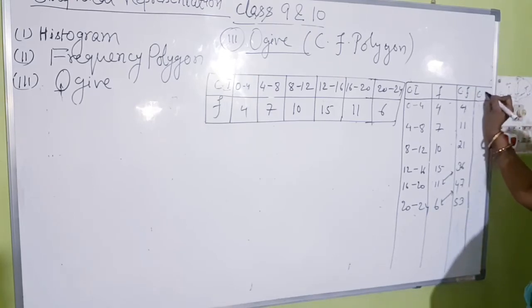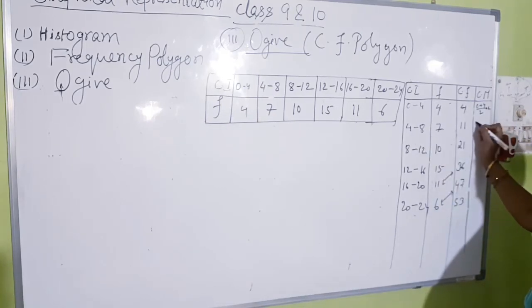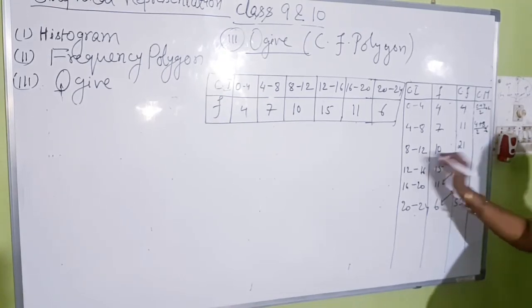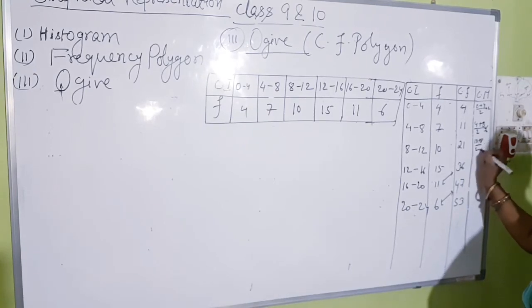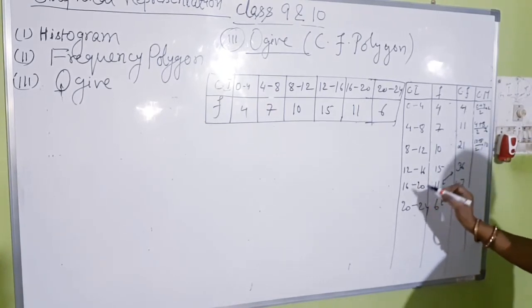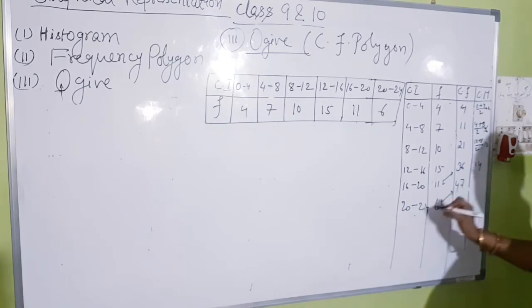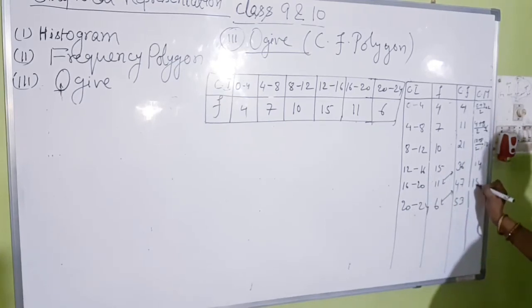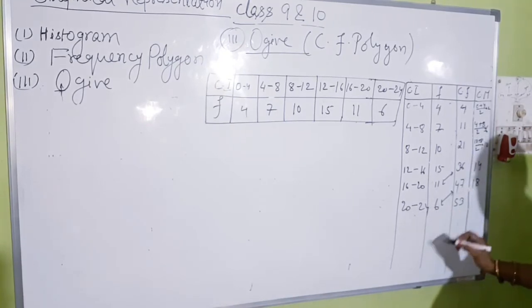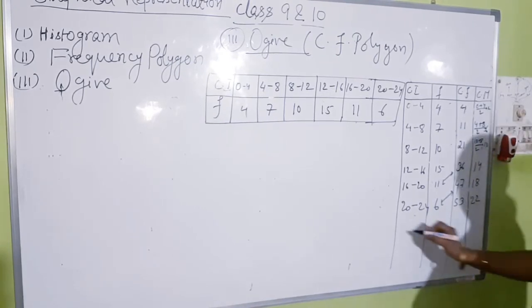And then we will find the same class marks. Between 0 to 4, what is it? 0 plus 4 by 2 is 2. And 4 plus 8 by 2 is 6. In the same way, 8 plus 12 by 2 is 10, then 14, 18, 22. Like this, all the class marks.